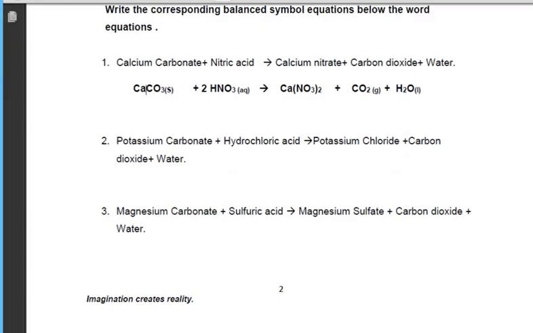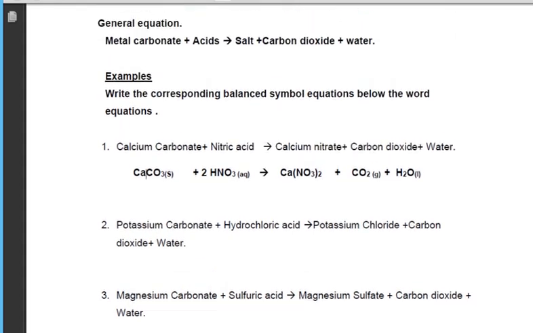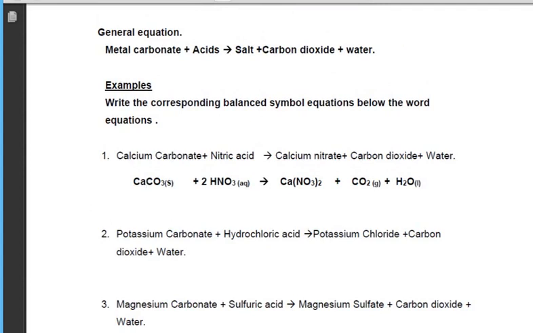Now looking at metal carbonates, we are taking that metal and you have now joined it with the carbonate. Carbonate is CO3. A metal carbonate can be produced when a metal reacts with carbon dioxide in the presence of oxygen. You can then have these metal carbonates also reacting with acids. And what do they produce? When you have a metal carbonate reacting with an acid, these are the products: a salt, carbon dioxide, and water.